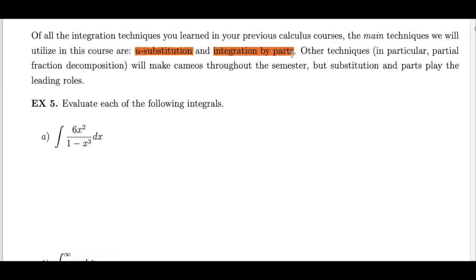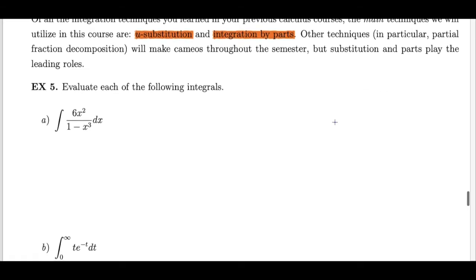Some other techniques, specifically partial fraction decomposition, will show up throughout the semester, but those two techniques, substitution and integration by parts, will be the main ones that we use over and over. So let's take a look at a couple of examples to remind ourselves of those techniques. Let's look at example 5.